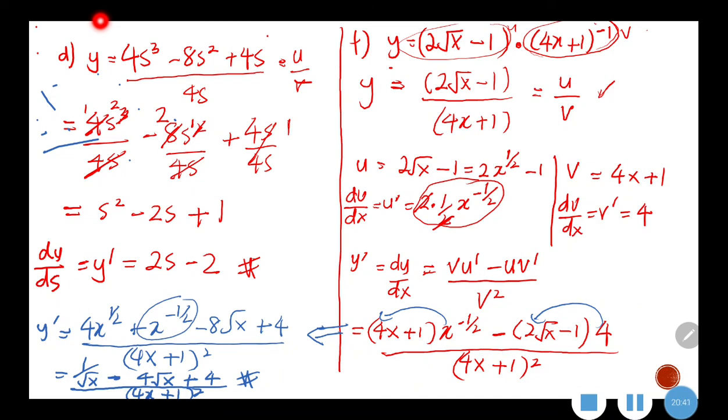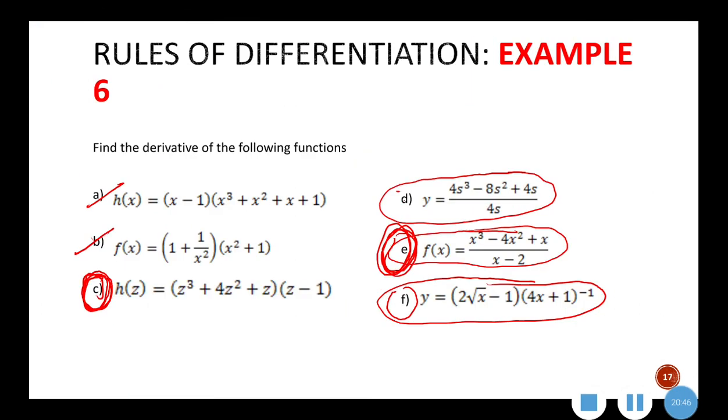Okay, so with this, we're done with example D and F. And as I said to you just now, example C and E, I want you to submit as our classwork submission for today's asynchronous class.